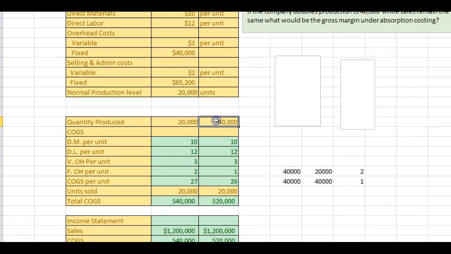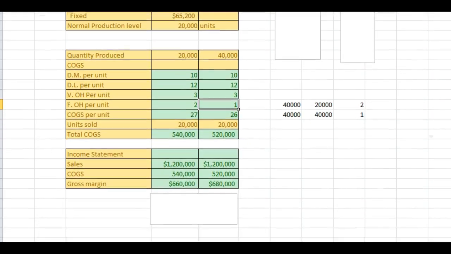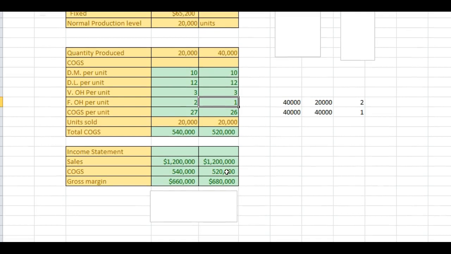But now it says, what happens if I double production, but I keep my sales the same? Same scenario. So the only thing that changes is this factory overhead per unit. The first time I had 20,000, so it was $2 per unit. Now I have 40,000, so it's $1 per unit. Now remember, you're under absorption costing here. I've made more units, but my cost of goods sold has actually gone down.